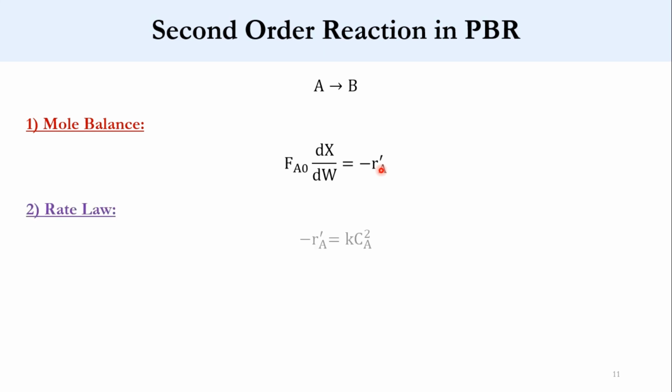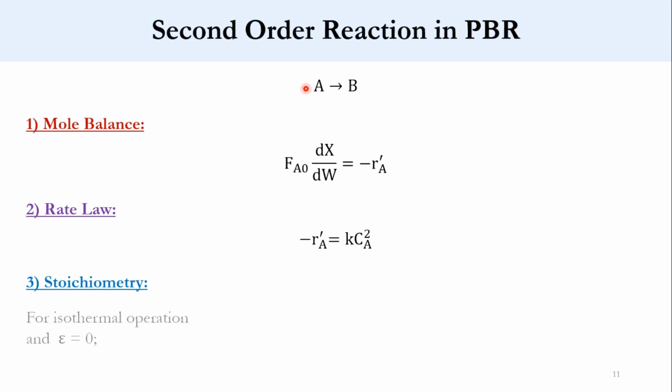Applying the rate law, we say minus Ra prime is equal to K Ca square. Obviously, you can see that it is not an elementary system, it is a non-elementary system, because we say a system is elementary if the coefficient of the reactant is the same as the exponent in the rate law. Here it is 2, here it is 1.